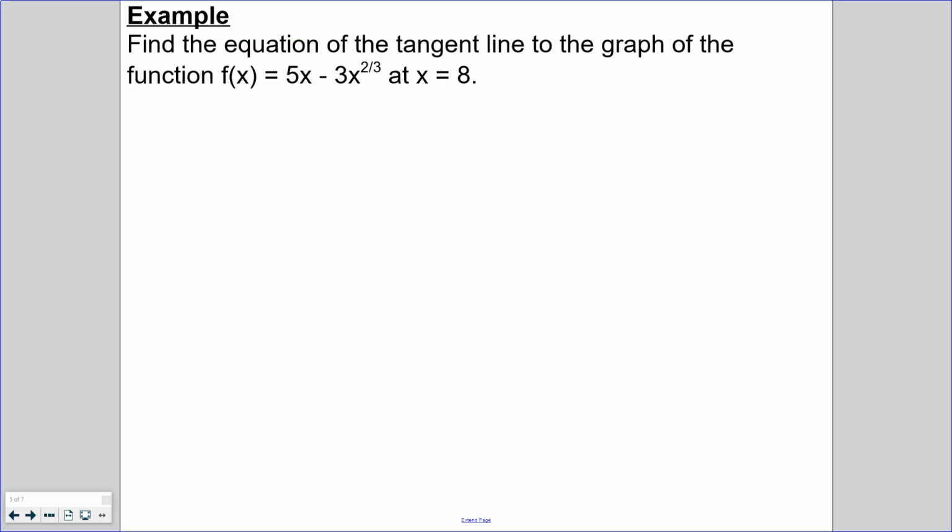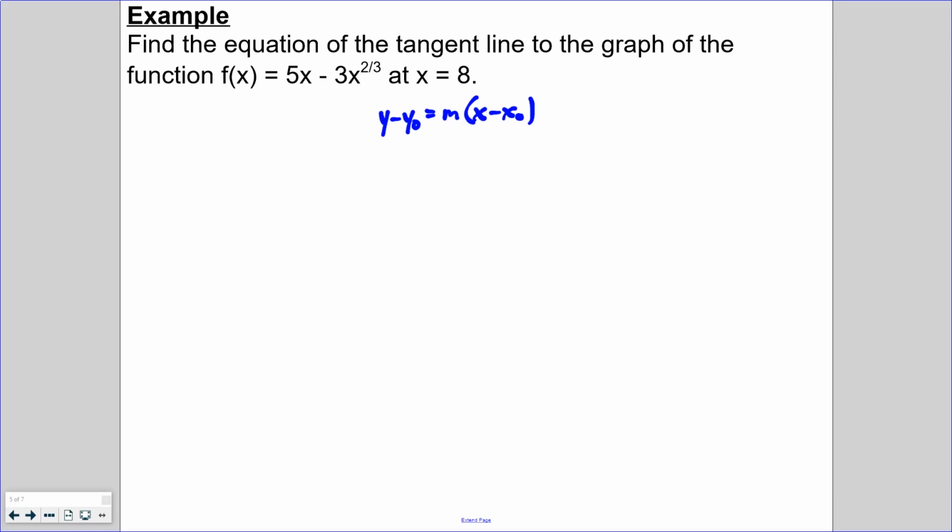Alright, so same thing. We want to find the equation of the tangent line to the graph of the function f of x is equal to 5x minus 3x to the 2/3 power, and this time at x equals 8. So we'll do the same thing as we did before. We will start out with our equation of the tangent line. Again, I like to start out with the point-slope form. It just makes it easy to plug all of our information in and then convert it to y equals mx plus b.